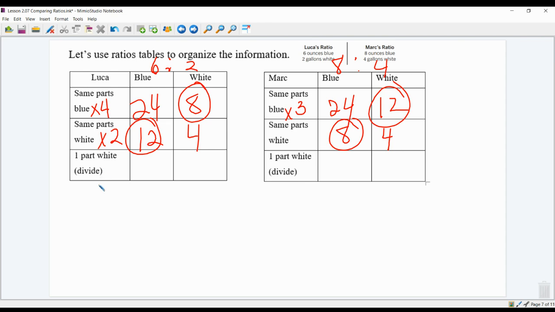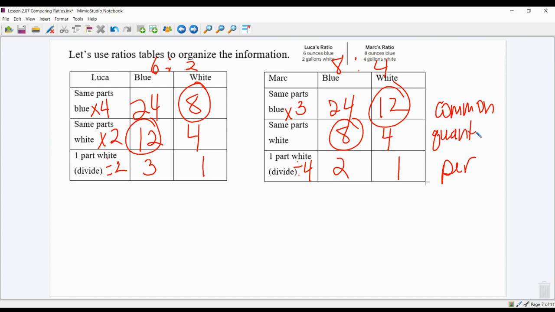Okay, so now the last way is if there is 1 part white. That means I'm comparing it to 1. I need to divide the 2 to turn it into a 1. I'm simplifying the fraction by dividing by 2. 6 divided by 2 is 3, and 2 divided by 2 is 1. And on Mark's, I want to compare 1 part of white, and right now there's 4, so I need to divide by 4. So this becomes 2 to 1. So this is the per method, and this is the common quantity method.